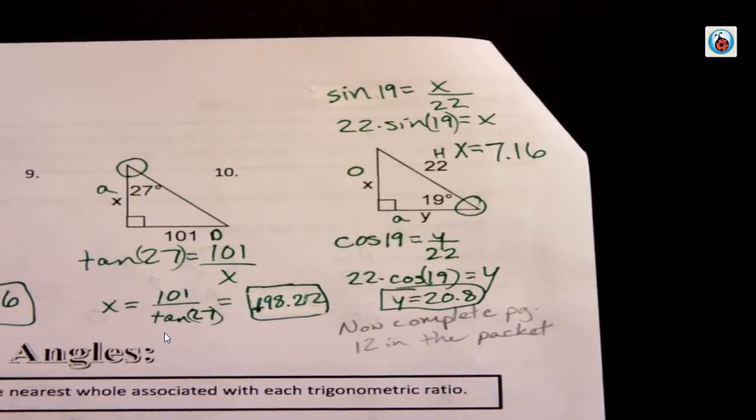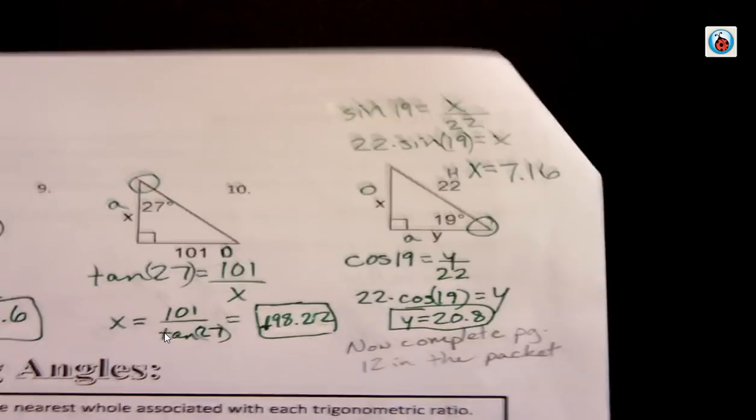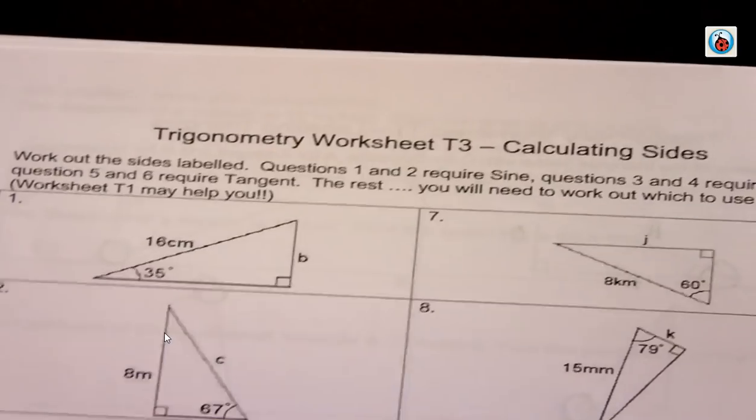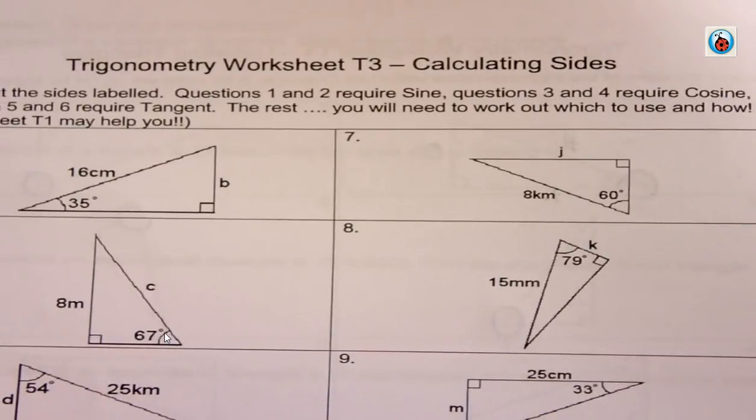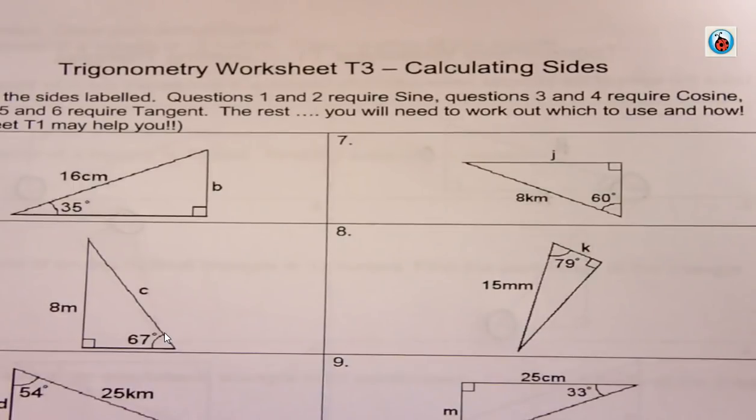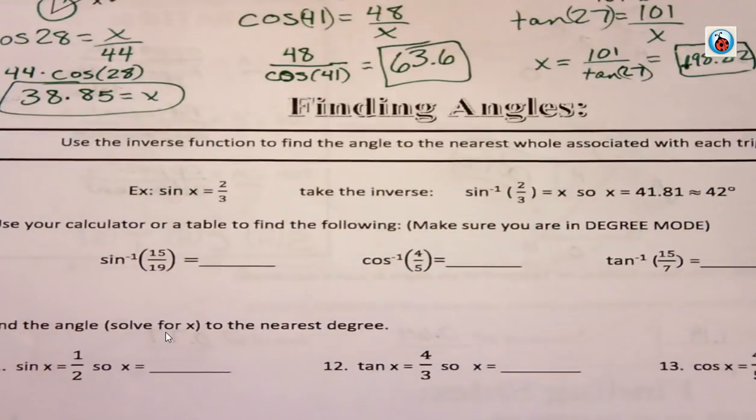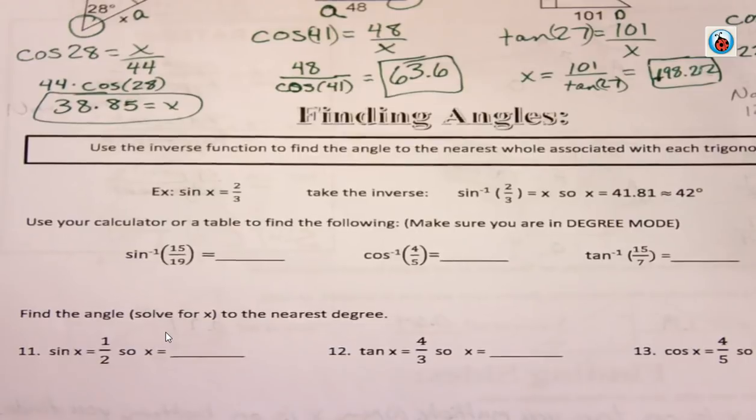Now you want to complete page 12 in the packet. So if you look at page 12, you've got 12 problems finding the side of the triangle. So it's exactly what we just did. Circle the reference angle, label the sides, solve. Okay? So you can pause the video, go finish that, and then we'll teach the last thing. Alright, hopefully you're done with page 12.